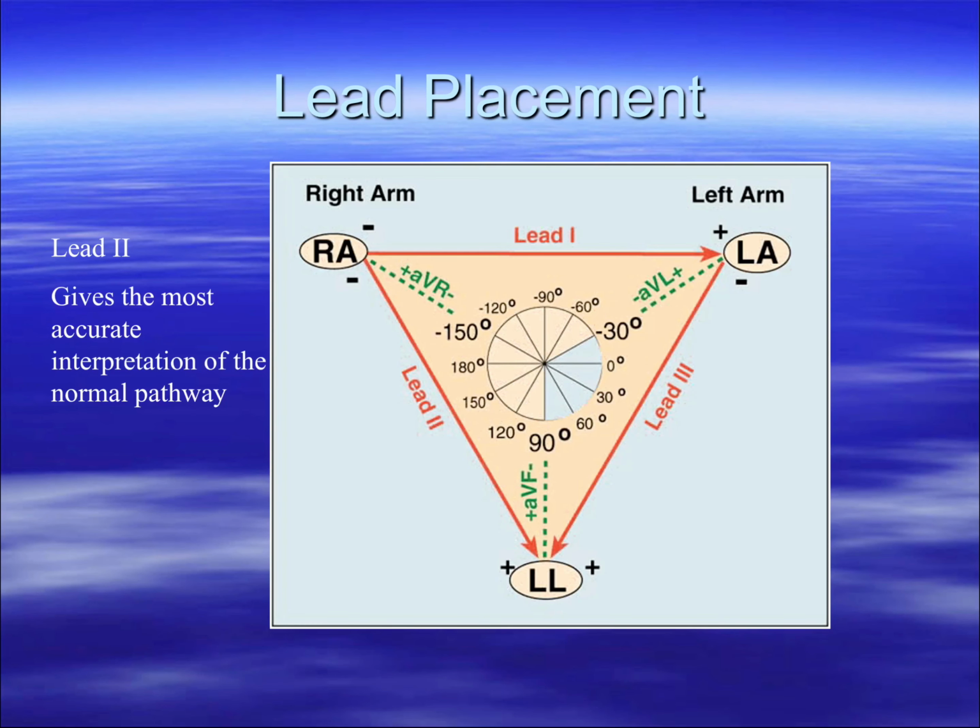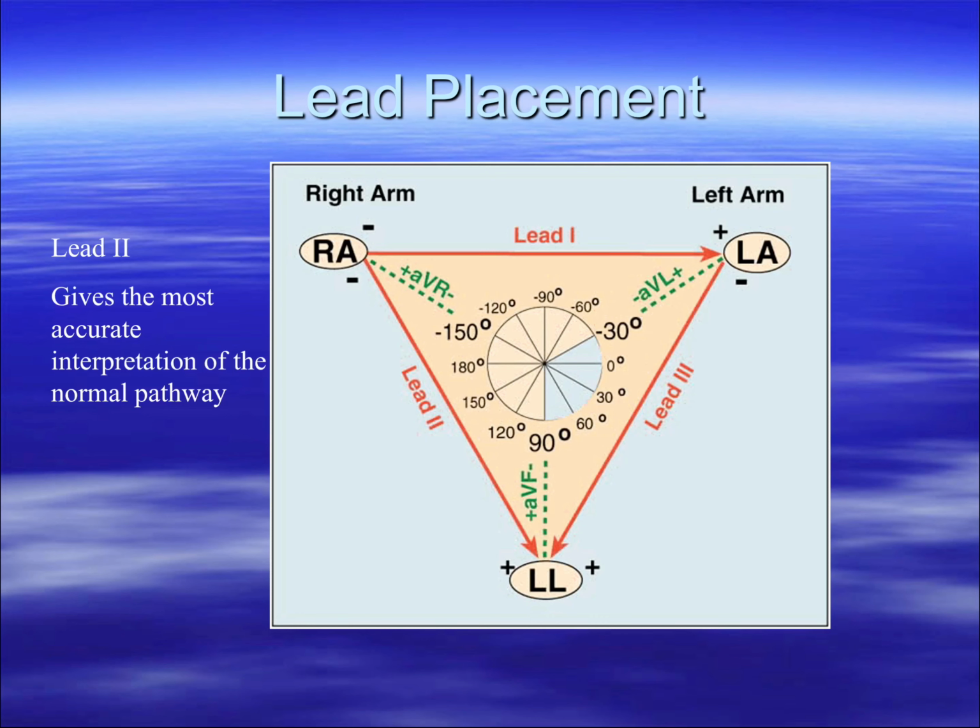The reason we monitor this way is we monitor lead 2, which reflects the normal electrical conduction axis of the SA node firing down through the AV node through the ventricles, and that's from the right shoulder to the left leg at 60 degrees. In axis talk, that's a positive 60 degrees as indicated on Einthoven's triangle.